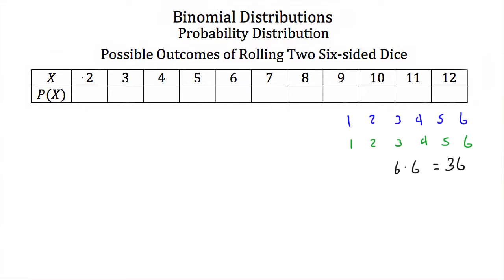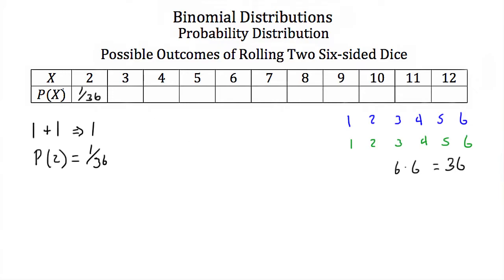So if x is equal to 2, that means I'm going to add up my two dice and end up with a sum of 2. Well, there's only one way to get the sum of 2. That's if I roll a 1 with the first die and then a 1 with the second die. So that's only one possible outcome out of 36. So the probability of getting a 2 is 1 out of 36.